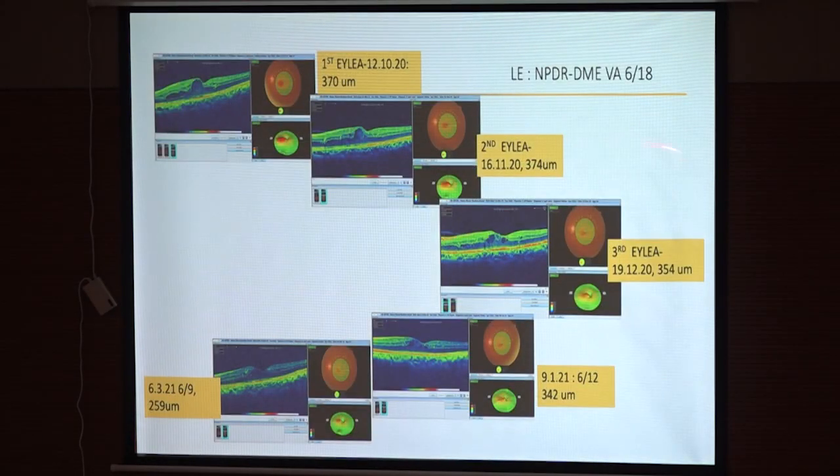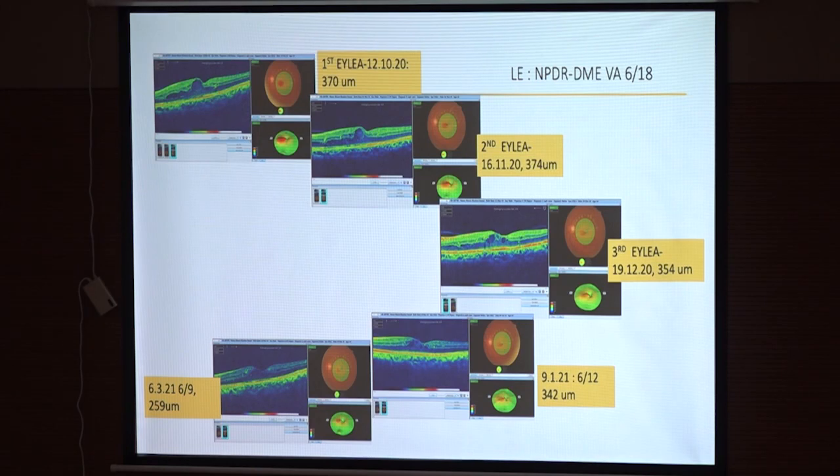Just to document here, one of our patients with DME received first Eylea here, 370 micron thickness. Received second Eylea after 1 month, 374. Received third Eylea injection here, thickness is coming down to 350 micron, vision is improving to 6/12, presenting vision was 6/18. And this is at the last follow-up: the DME has almost gone, 259 micron CMT, and vision has improved to 6/9. This kind of result you can have once you are treating your patients with anti-VEGF injection.